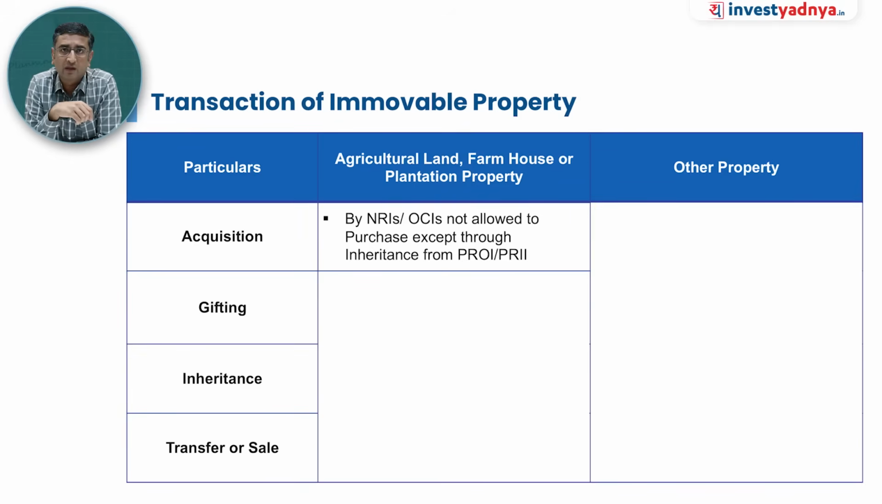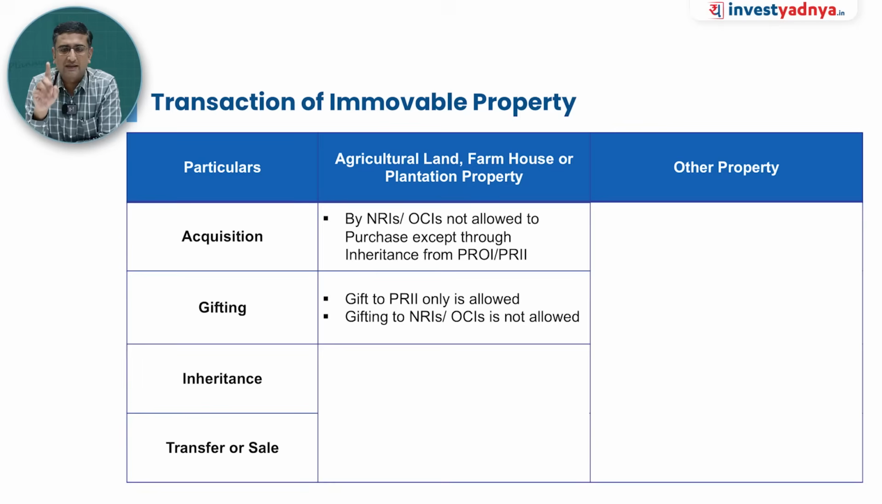What about gifting? Can they receive a gift of these three properties, agricultural land, farmhouse and plantation property? Is an NRI or OCI allowed to take the gift of these three properties? No. NRIs and OCIs are not allowed to receive the gift of these kinds of properties. Only a person resident in India is allowed to take the gift of agricultural land, farmhouse and plantation property. This pool is separately treated by FEMA. This pool is specifically regulated. So you will see specific regulation for these three kinds of properties.